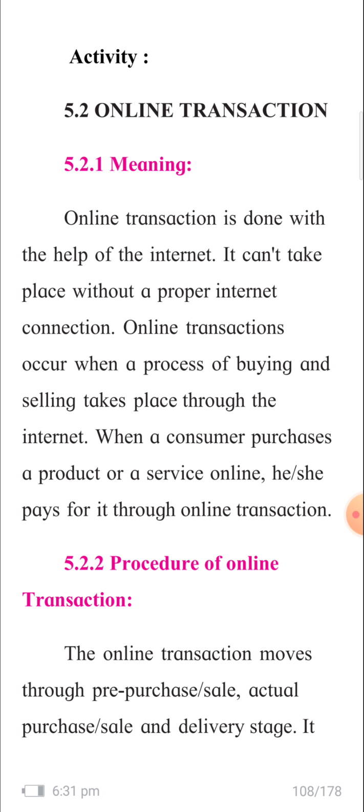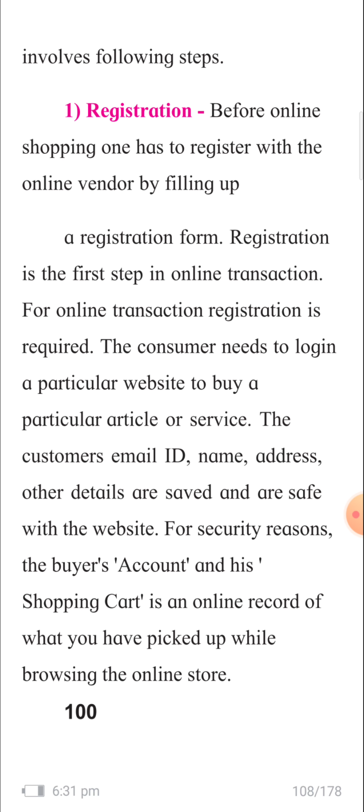So now next we will come to the procedure of online transactions. In this procedure there are three stages: pre-purchase sale, actual purchase sale and delivery stage. In the pre-purchase sale, registration is compulsory, and in the second stage, actual purchase sale, a buyer can choose or select a product and keep it in their shopping cart, and finally in the delivery stage all the payment procedure will be completed.